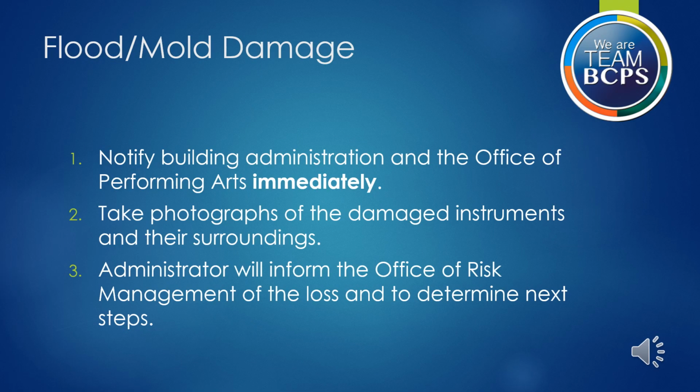This slide and the next outline the process for reporting and recuperating losses caused by flooding. Following these steps will keep you informed about developments and allow you to expedite replacement and repair of any affected instrument. First, notify Building Administration and the Office of Performing Arts immediately. Next, take photographs of the damaged instruments and their surroundings. The administrator will inform the Office of Risk Management of the loss and determine next steps.